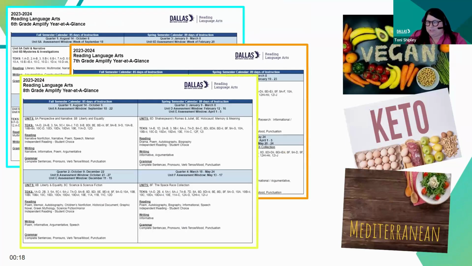These documents will show you the instructional trajectory for the entire year. You can see your units, your TEKS, your assessment dates, genres, and so forth on these documents. In a moment, we'll review how to find these, where they're housed. But meanwhile, we're going to drop the links in the chat for the sixth, seventh, and eighth grade YAGs. Once you get your link, please open up your YAG for your grade level and look at the bottom left-hand corner for quarter two and take a look at what's going on in quarter two.